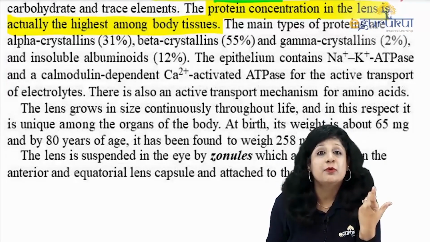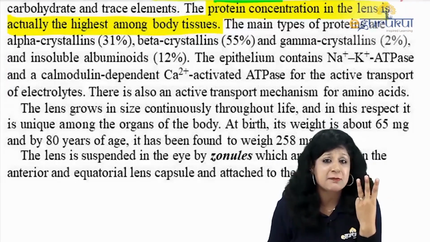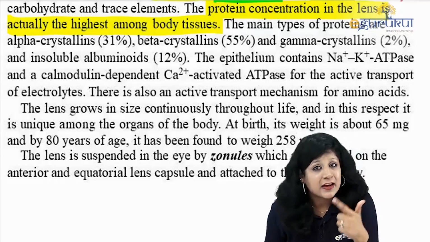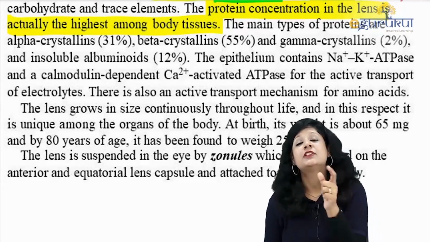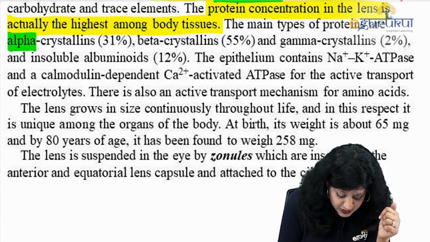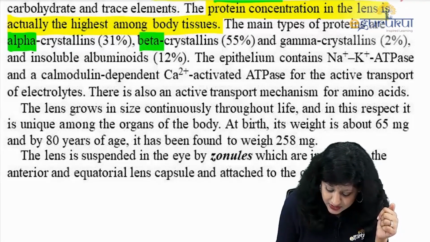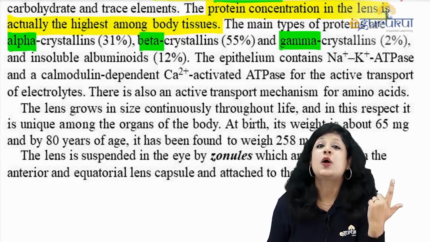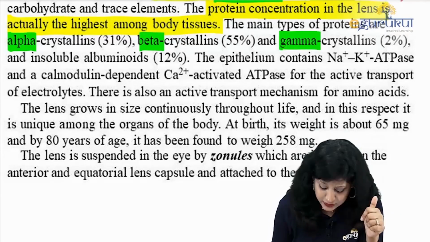Okay, now talking about the main types of proteins. Do you remember the ABC that I always tell you? A for avascular, then B for biconvex that you have already seen, and then C for crystalline. So here you have the crystalline proteins: alpha crystallines, beta crystallines and gamma crystallines. And which was the most common? That is your beta crystallines.